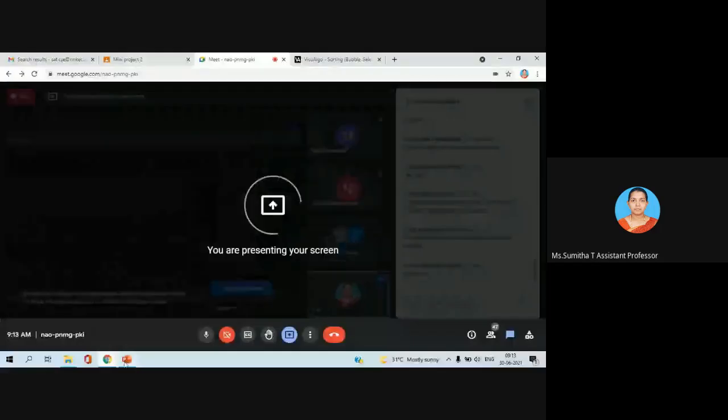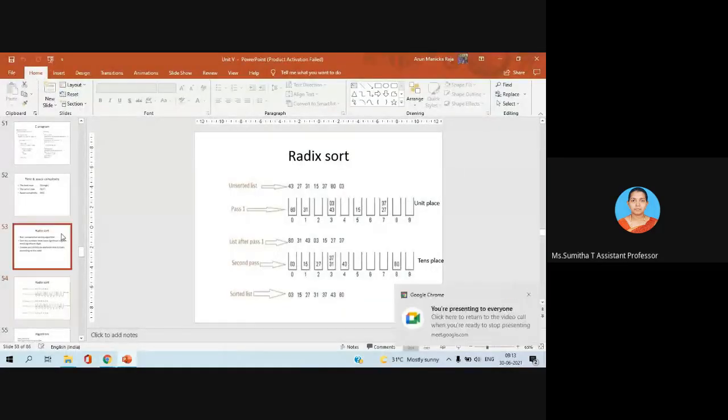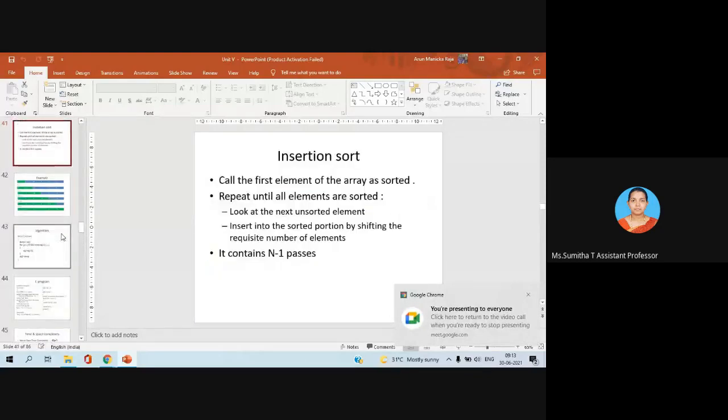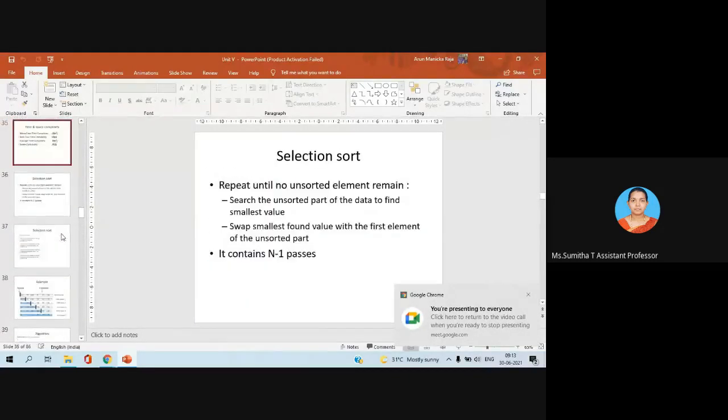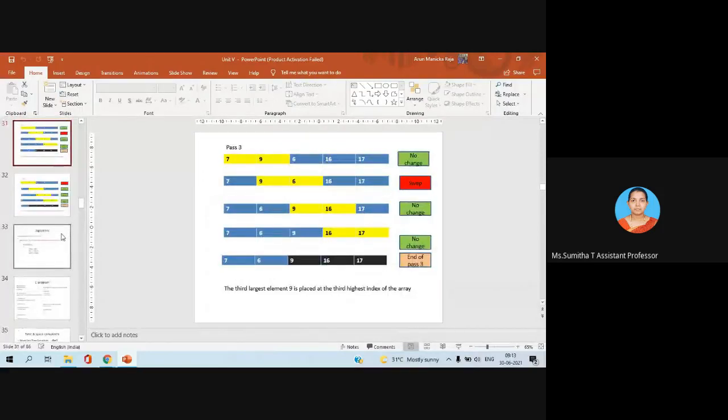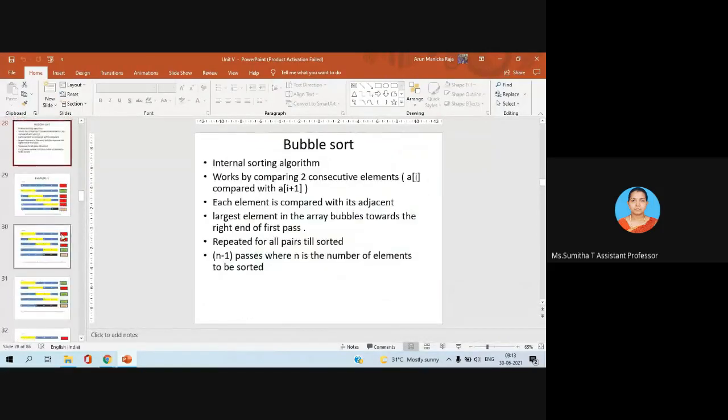Process the elements using bubble sort? Any idea? Is anyone ready? Yes, bubble sort. How did we do this bubble sort?